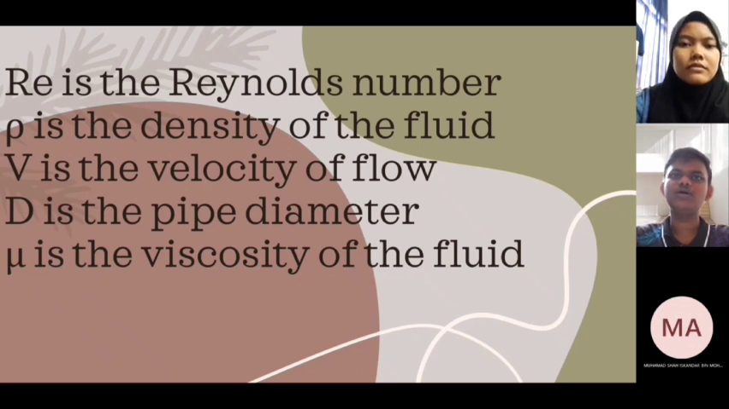Re is the Reynolds number, rho is the density of the fluid, V is the velocity of the fluid, D is the pipe diameter, and mu is the viscosity of the fluid.